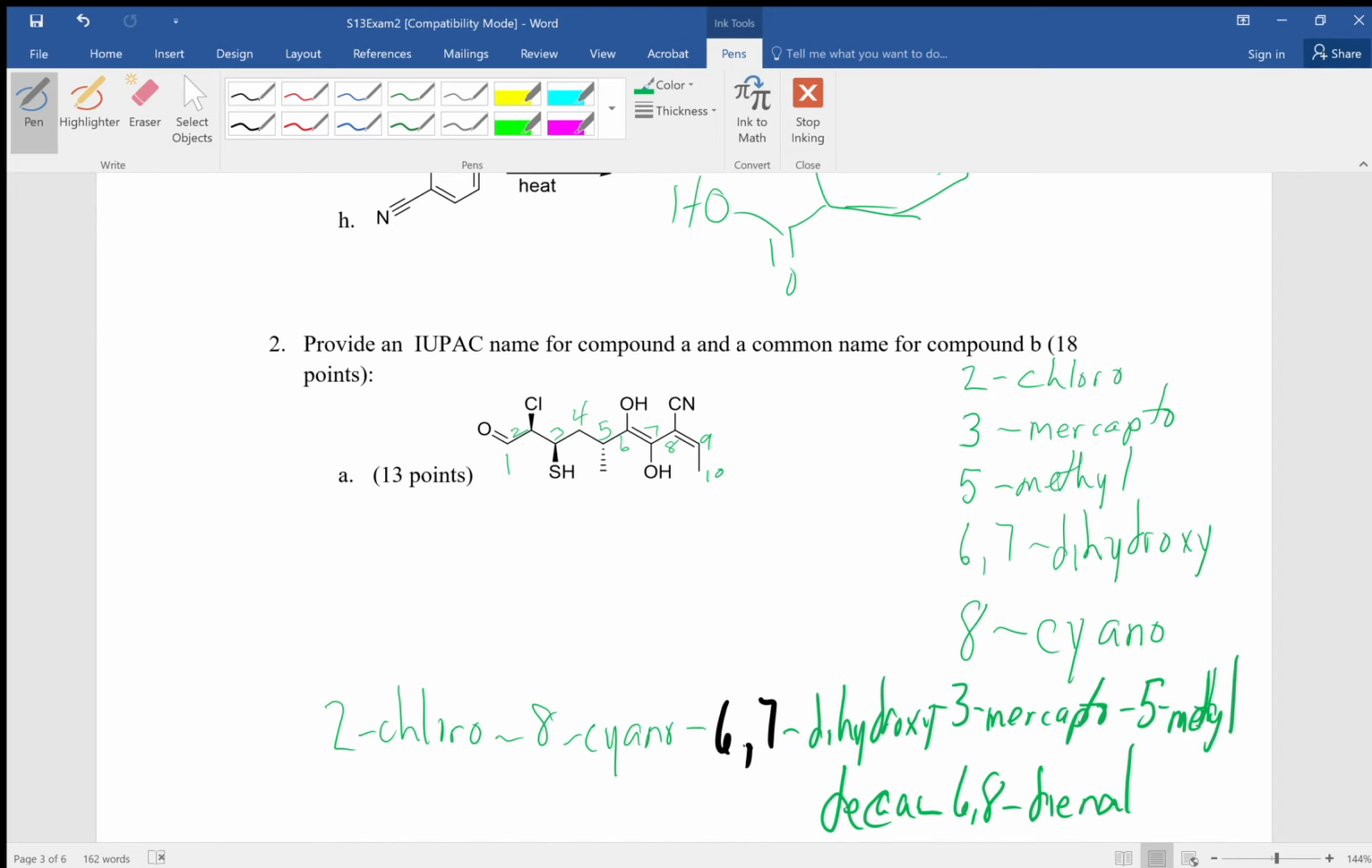So are we done? Hopefully the answer is not yet, because we still need to do our stereochemistry. Because we have chiral centers at 2, 3, 5, and then alkenes to define as E and Z at 6 and 8. So I'm going to erase those numbers so that we can look at each one of these individually.